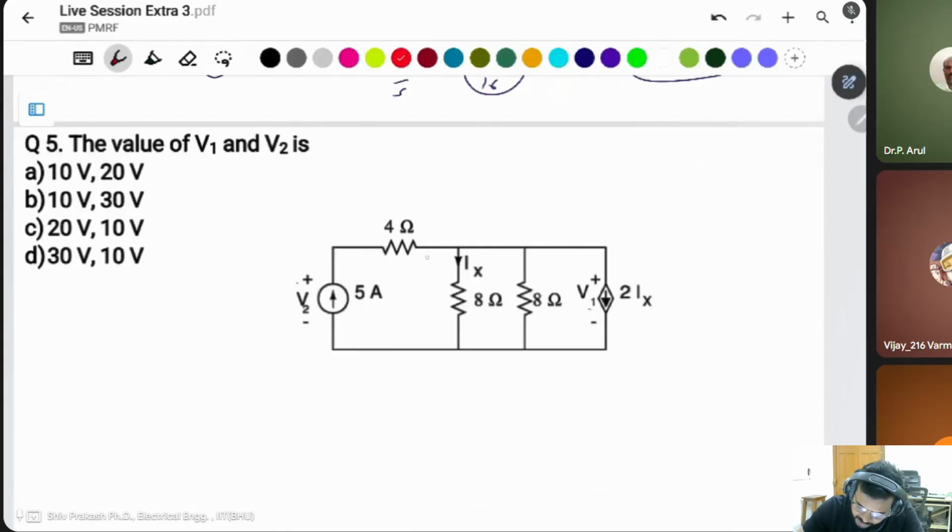This one is 5 ampere. Suppose this is the 5 ampere, taken like that. One Ix is given. Then what is this current? This current is 5 minus Ix, because of the 5 ampere here, Ix is going to this side. That's why this is 5 minus Ix. And you don't know about this 8 ohm resistance. Then what is this current? It is given as 2 Ix. If 5 minus Ix is here, then 2 Ix is going to this side, then what is this current? 5 minus 3 Ix.